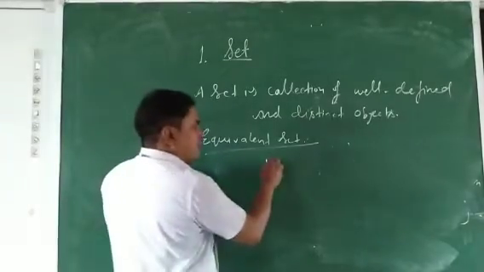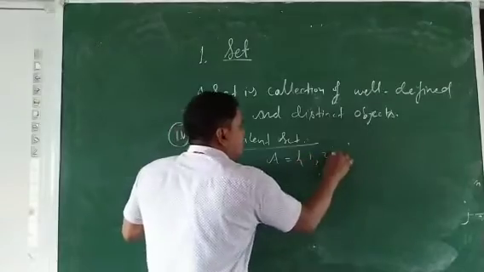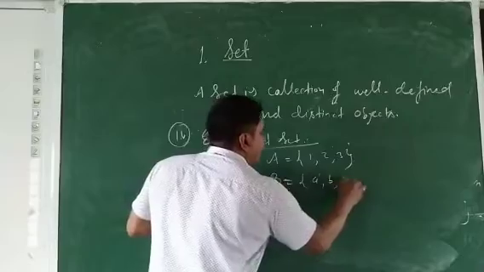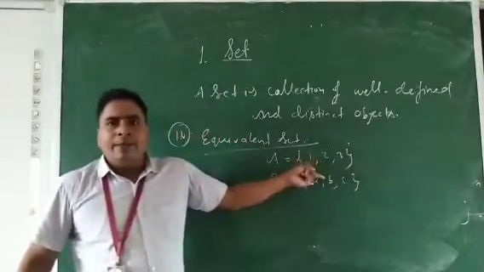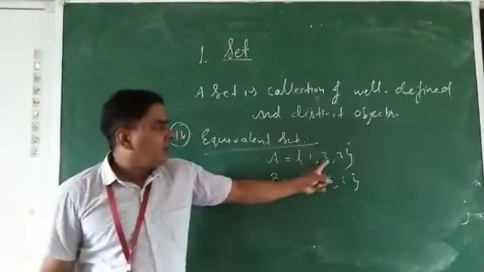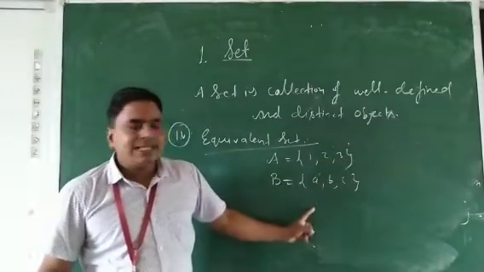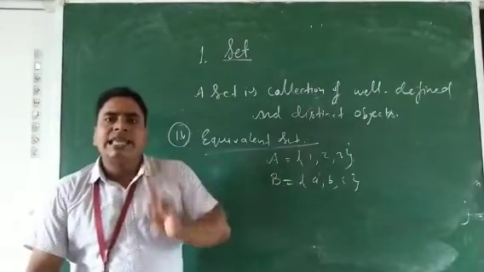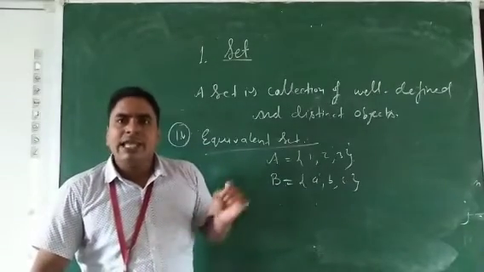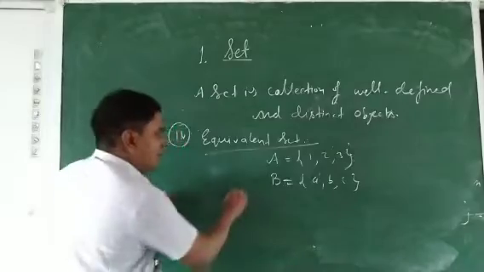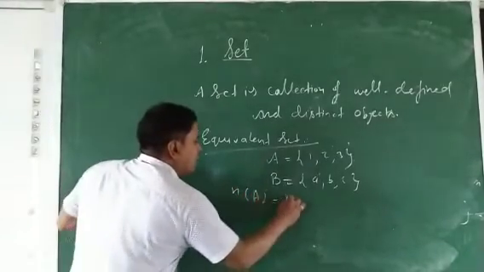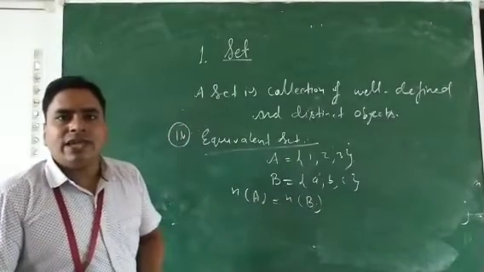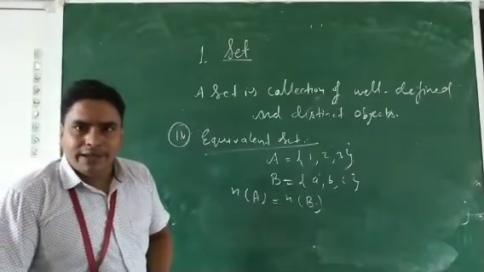For example, suppose a set A is equal to 1, 2 and 3, and second set B is equal to a, b and c. So see here, the number of elements in the first set is what? 1, 2, 3. And in the second set, a, b and c. Both sets are having the same number of elements, means their cardinal numbers are the same. It means n of A is equal to n of B.